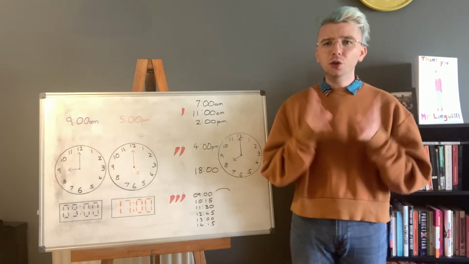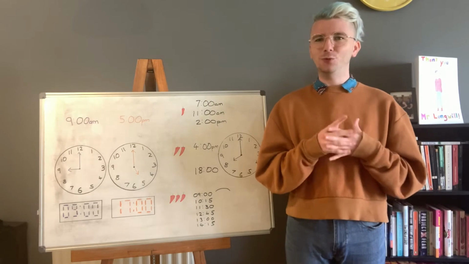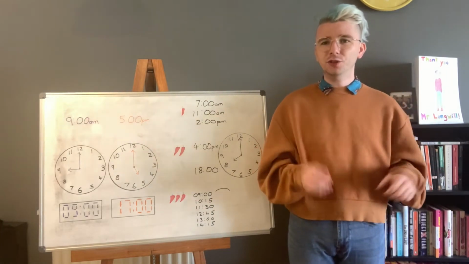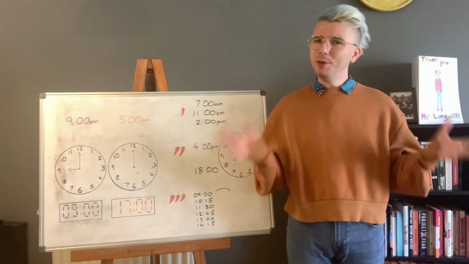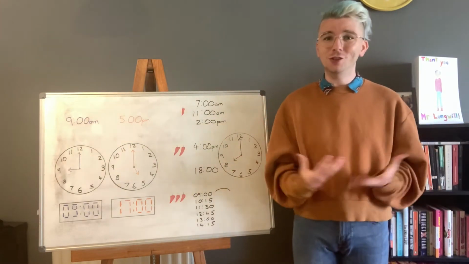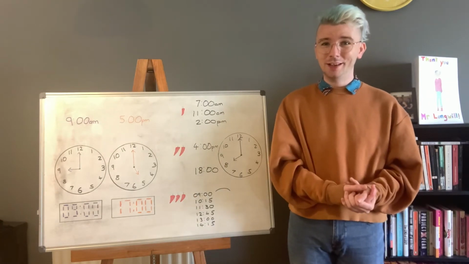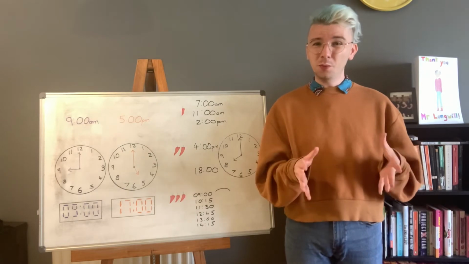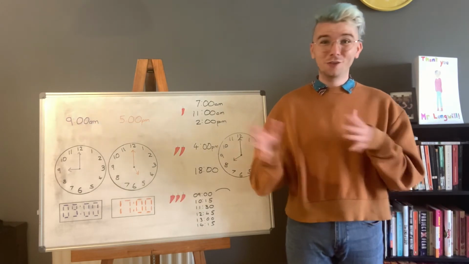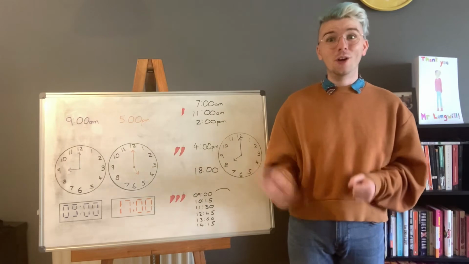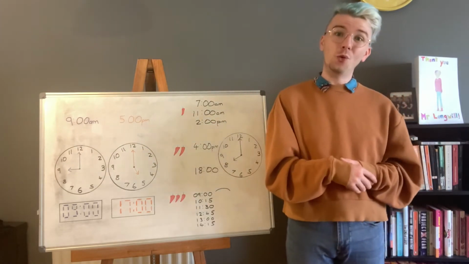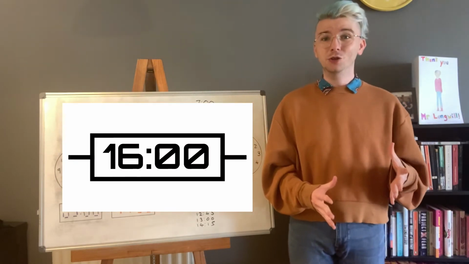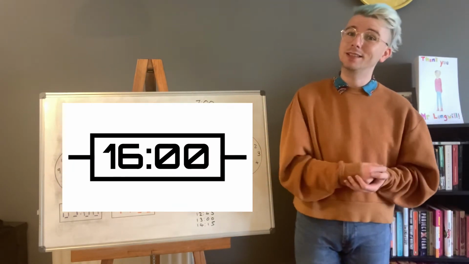Now, how could we show 4 PM as a 24-hour clock? Remember, it's after 12 o'clock, so we can't just say 0400. That would be 4 in the morning. What will we need to do with the 4? We could add on 12 because 4 in the morning is 12 hours before 4 in the afternoon. So, if we add 12 onto the number 4, that gives us 16. So our 24-hour display should be 1600.